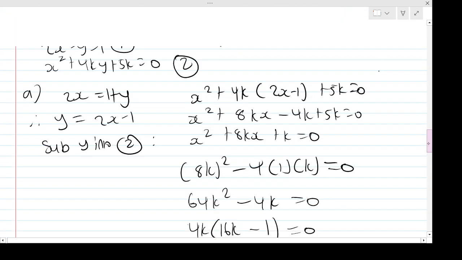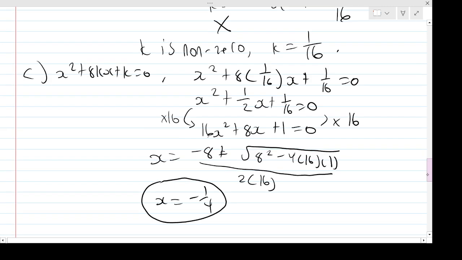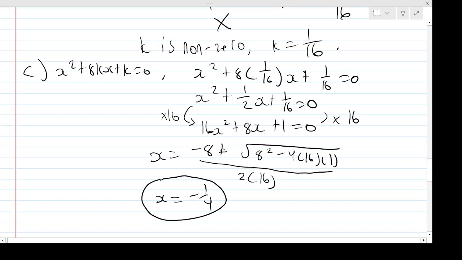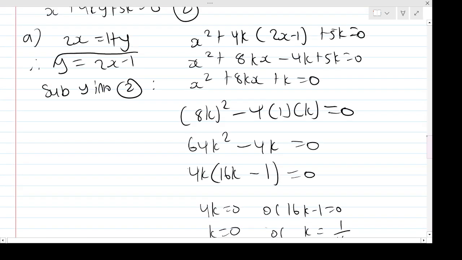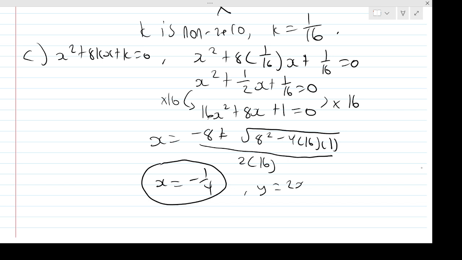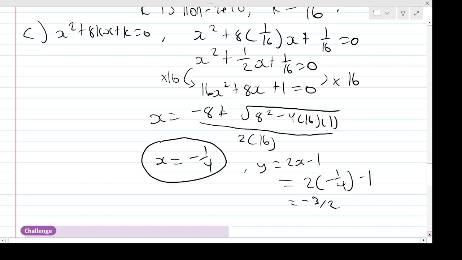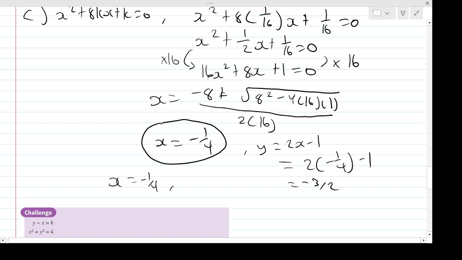But it wants a solution to the simultaneous equations. So we found x, that's great. But then we need to find y. What's the corresponding y value? Because remember, we need a pair of solutions. Well, we know x is minus a quarter, so to get y, I know this, don't I? That's what I substituted in at the very start. Y is 2x minus 1. So when x is minus a quarter, that's going to be 2 lots of minus a quarter minus 1. Put that in the calculator, if you're lazy like me. You get minus 3 over 2. Cool. So that's our solution. When x is minus a quarter, y is minus 3 over 2. And that's our only pair of solutions.